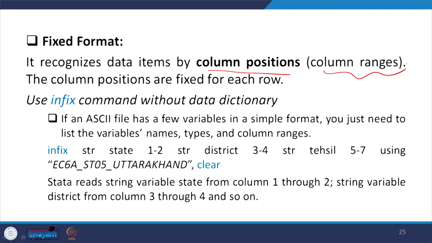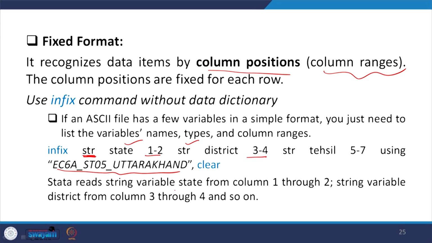That is without a data dictionary. If you have an ASCII format which has clear column positions given and a few variables in a simple format, you just need to list the variable names like this with infix. If you want a string variable state, its byte position is 1 to 2, then district as a string has position 3 to 4, and accordingly you can mention the rest. Then using the file name, the raw data file, which we have already shown to you, once you do it, it gets extracted.